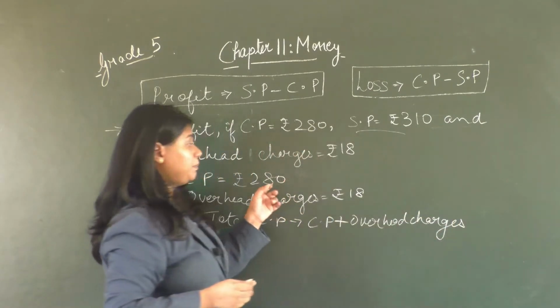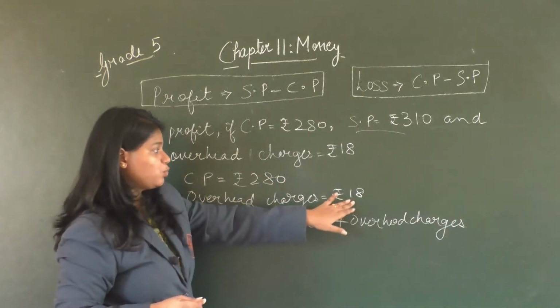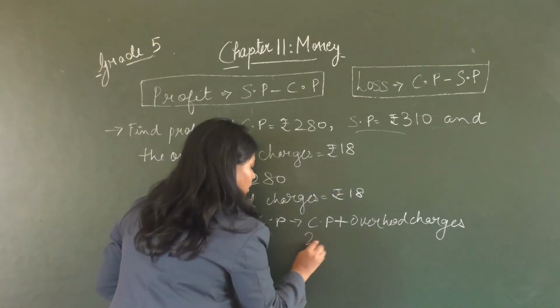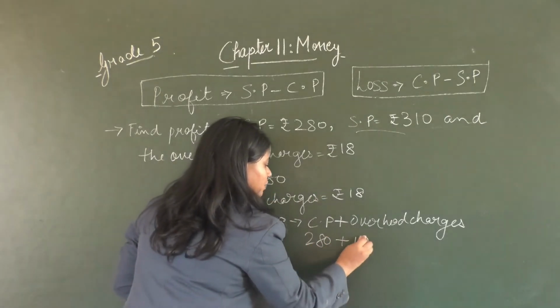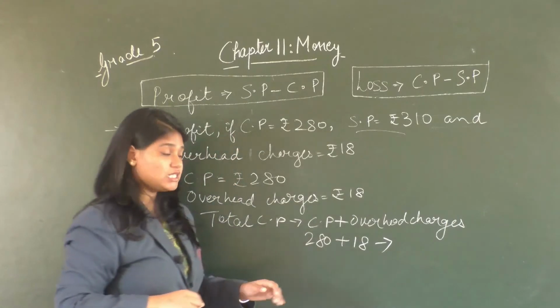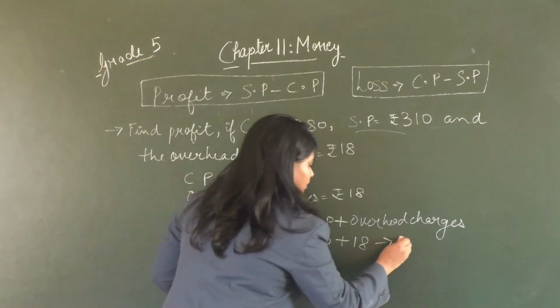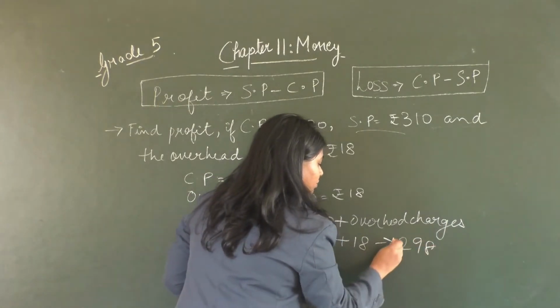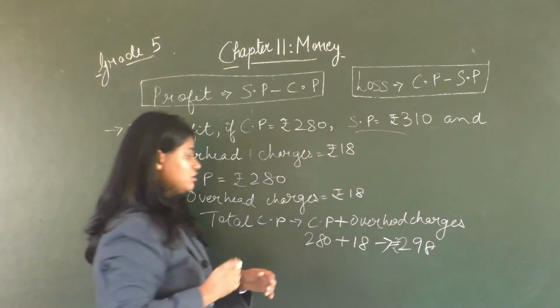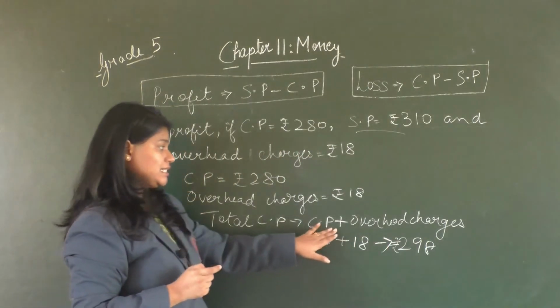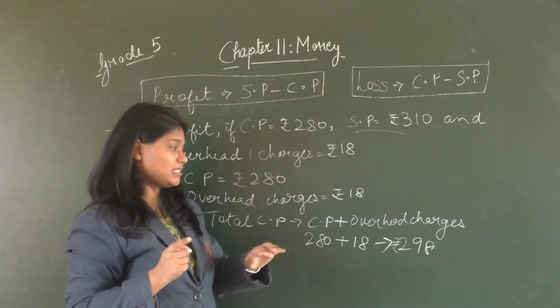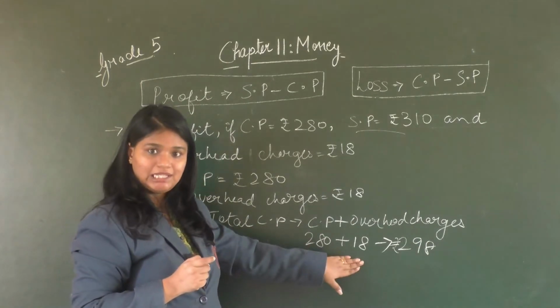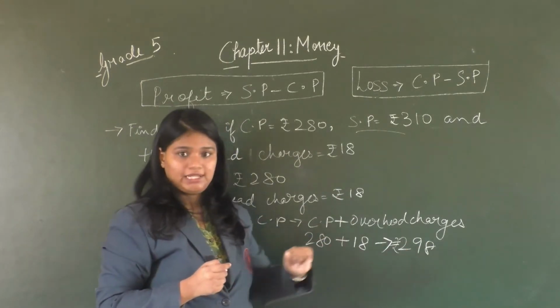Now we have CP is equal to 280 and overhead charges is equal to 18. Now what is 280 plus 18? It is 298 and you will mention rupees ahead of it. So total CP is CP plus overhead charges, that is 280 plus 18, which is rupees 298.